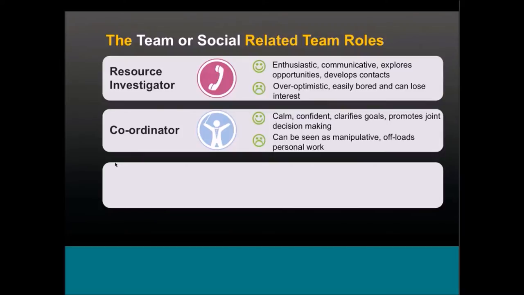Bit of a consensus guy, wants joint decision making. A shaper drives decision. A coordinator brings the consensus a little more. Can be seen as manipulative sometimes. And sometimes you wonder, why is he giving me the work that he should be doing? I love it. They all have it. They all have little weaknesses.